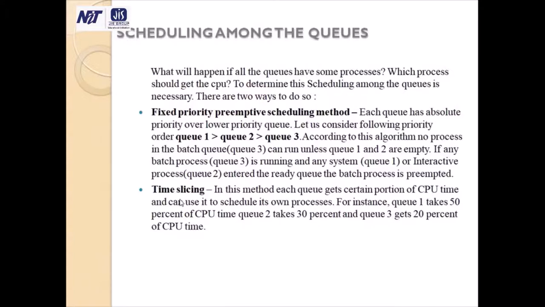The second method is time slicing. In this method, each queue gets a certain period of CPU time, and it can use that time to schedule its own processes. For example, Q1 takes 50% of CPU time, Q2 gets 30% of the CPU time, and Q3 gets 20% of CPU time.